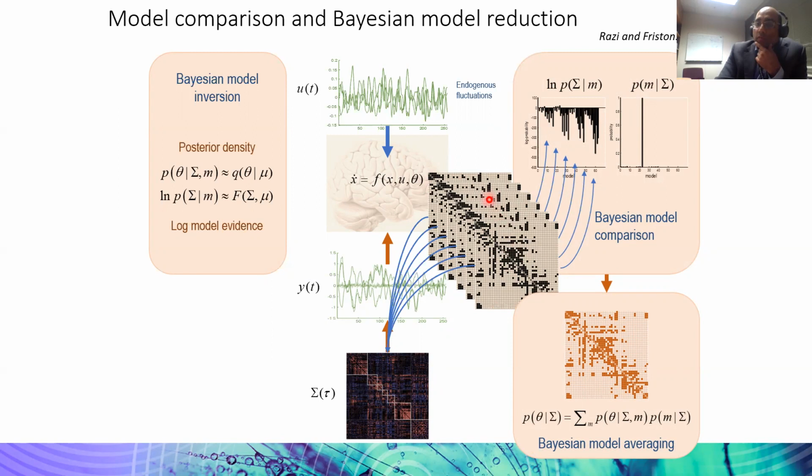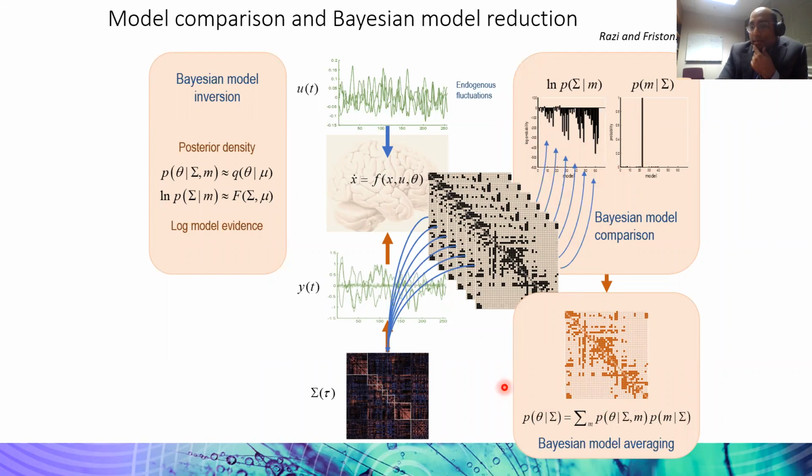When we do our model estimation, what we get is a model evidence, or the free energy. This is like a ranking for a model. The model with the highest model evidence is the one we choose, and this is what we call Bayesian model comparison. In some situations, there could be many models with similar model evidence, and in that case we use what we call a Bayesian model average.